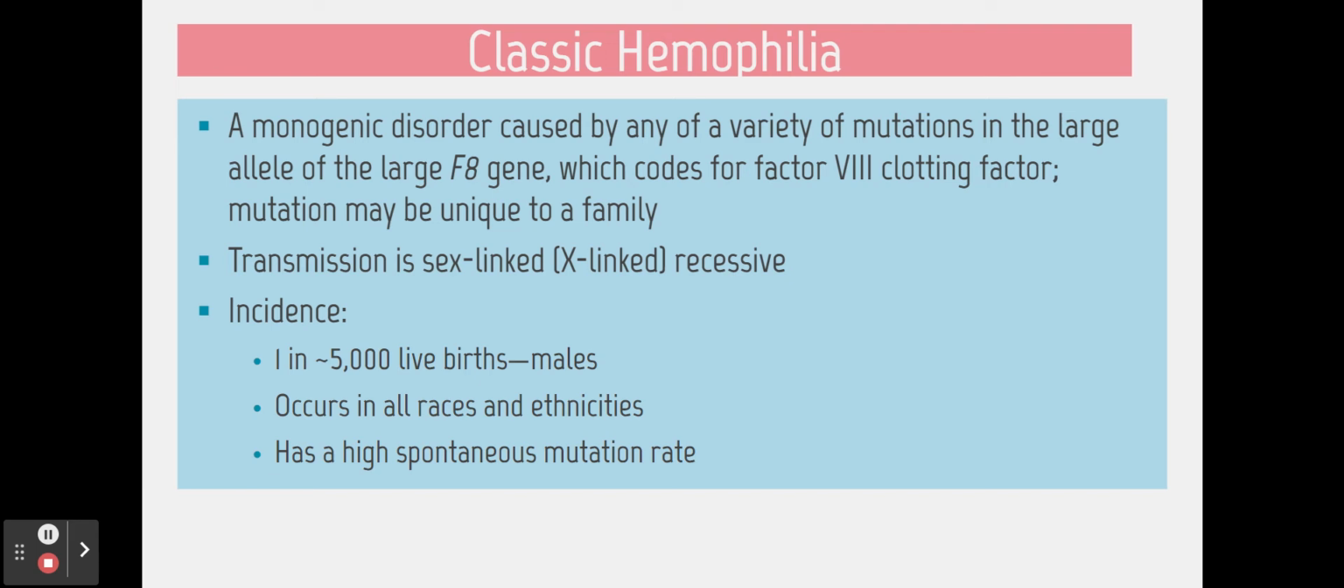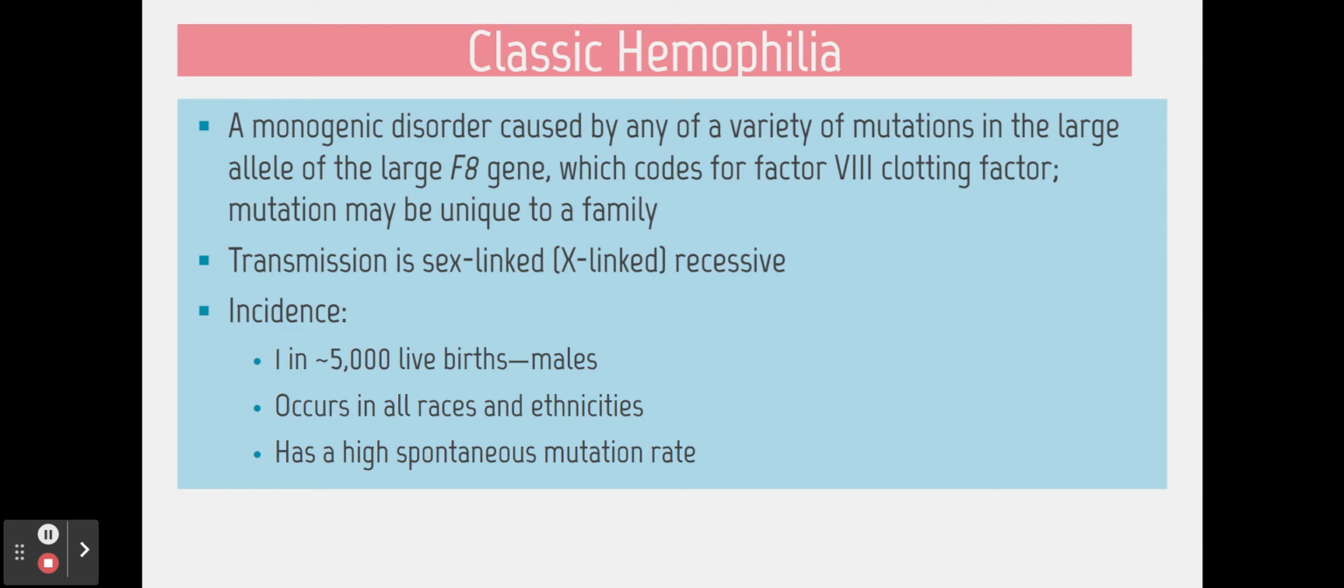If you remember the clotting cascade, the process of making a blood clot is like baking a cake. You have a number of ingredients, and if any of them is missing, your cake is not going to come out right. It's the same with blood clotting. To make a clot, you need a lot of different factors, one of which is factor 8. Now, a particular mutation in that gene can be unique to a family. You only see it in one bloodline, but it's the same pathology. Maybe the bases are different from one family to the next, but you're still going to end up with the same problem. Transmission is X-linked recessive.